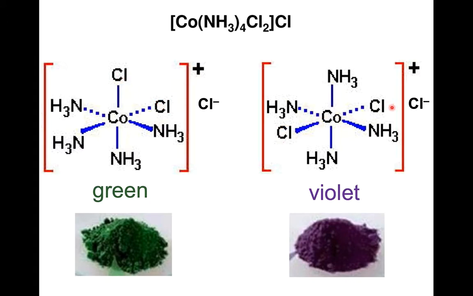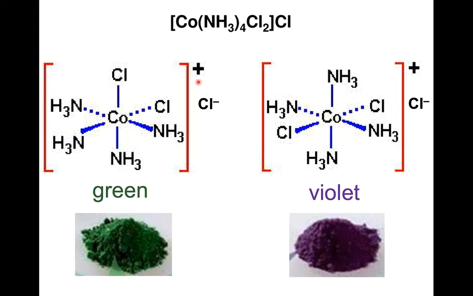Or the chlorides can be as far as possible in the coordination sphere. If we have them as close as possible, we get the green complex. If we have them further apart, we get the violet complex. And let's do our final analysis here. When this is dissolved in solution, we get 2 moles of ions, the complex cation and the simple anion, for either of these. And we have 1 free chloride.